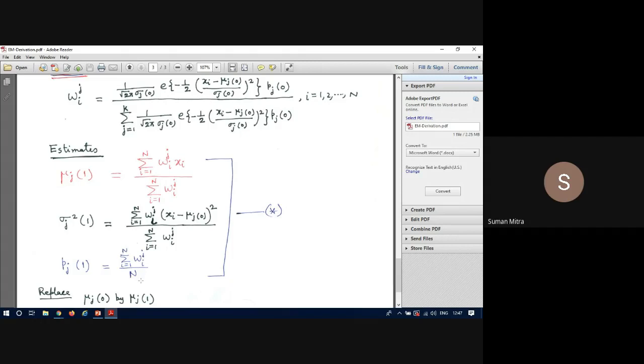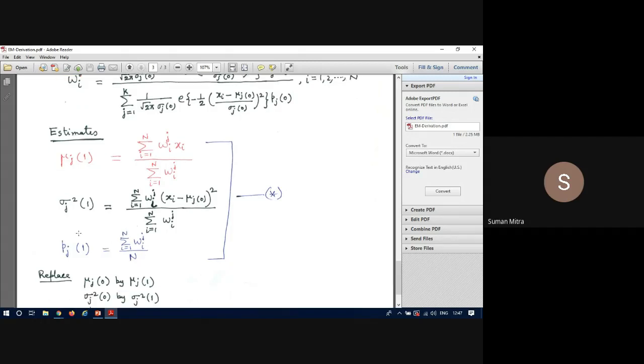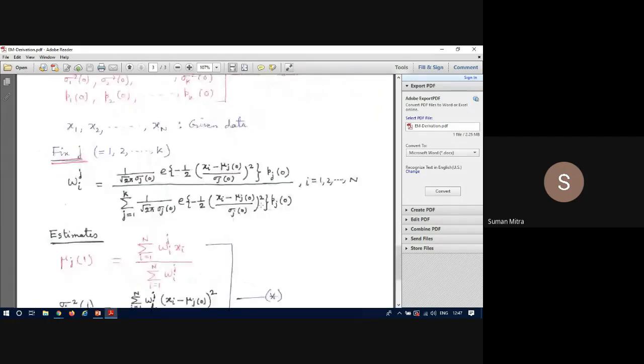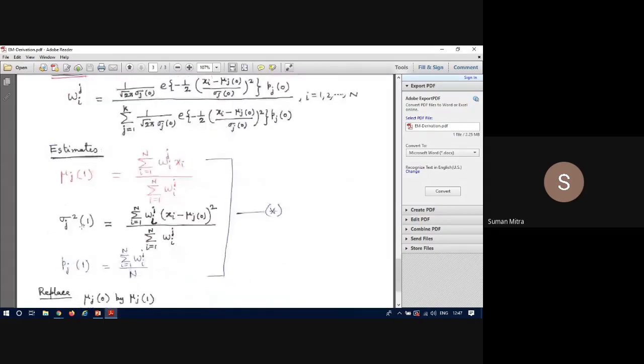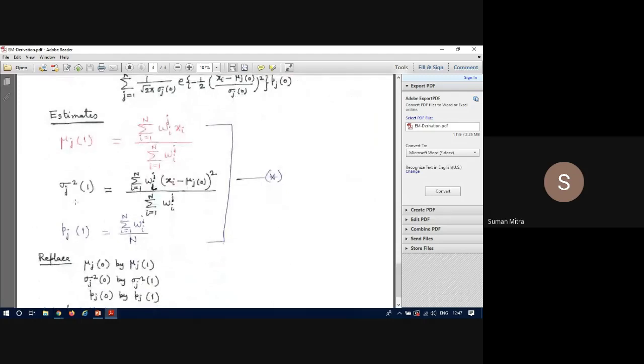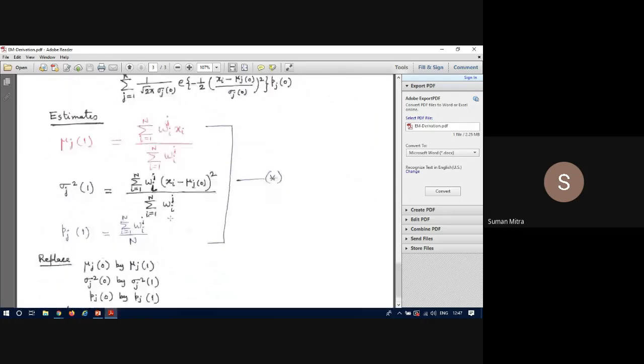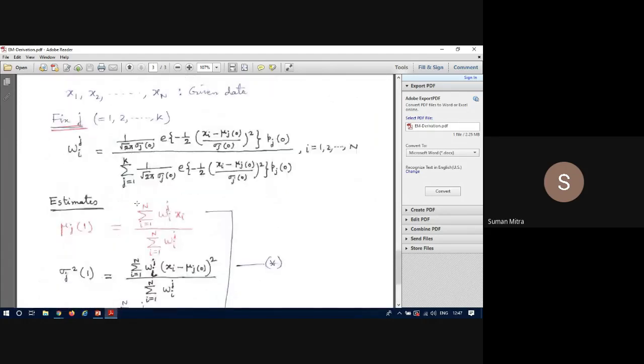So what we do with the initial guess, we estimate mu j's, sigma j's, and p j's. Then again use these mu j's, sigma j's, p j's to find this ratio Wij. Then again come to the estimate of mu j, sigma j, p j. We go on doing this until we get convergence. That is how we get the estimate of all the parameters of the Gaussian mixture model.